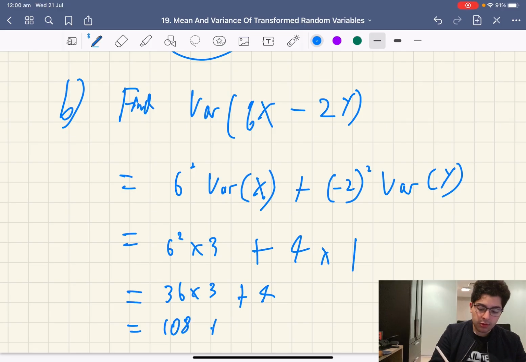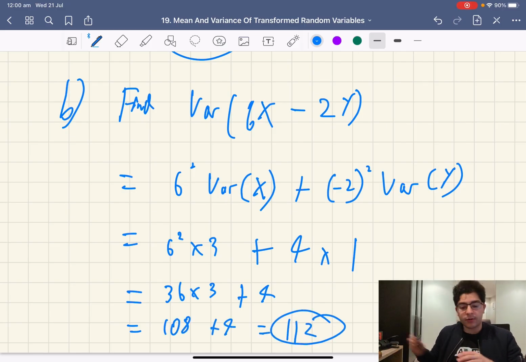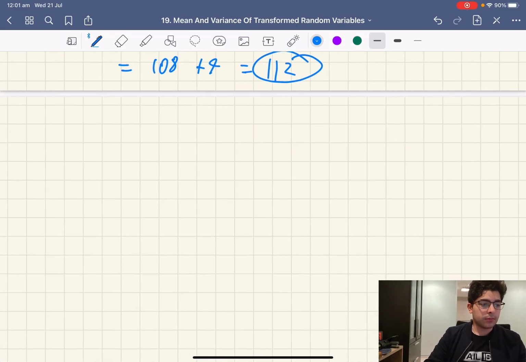108 plus 4, which is 112. Quickly verify that one. Yep, okay, good. Now let's do something a bit more challenging.